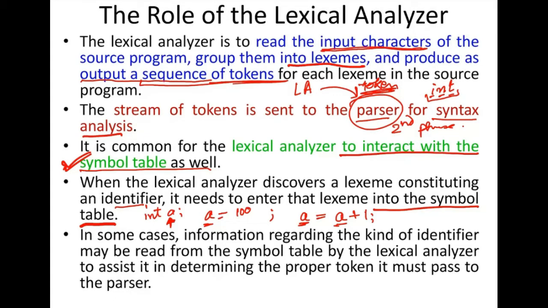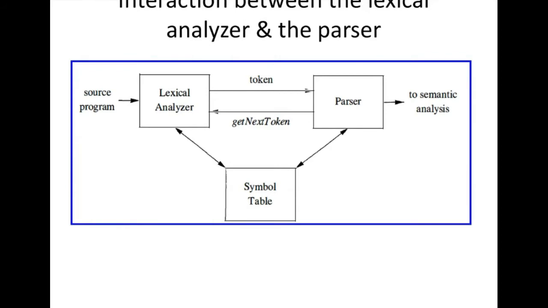In some cases, information regarding the kind of identifier may be read from the symbol table by the lexical analyzer to assist it in determining the proper token it must pass to the parser. So sometimes the lexical analyzer may read the kind of identifier from the symbol table. So you can say the communication between the lexical analyzer and the symbol table is bi-directional. Now here, this is the interaction between the lexical analyzer and the parser.